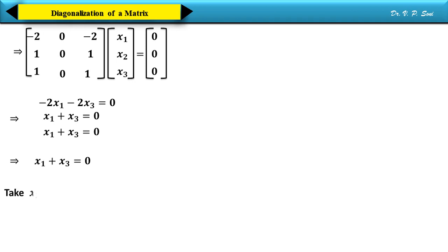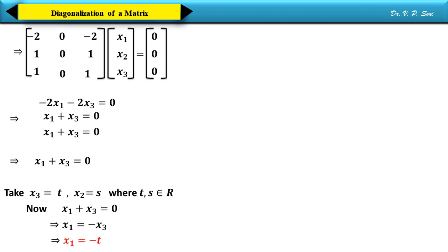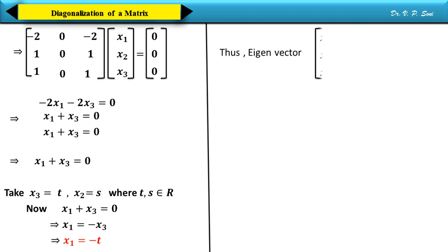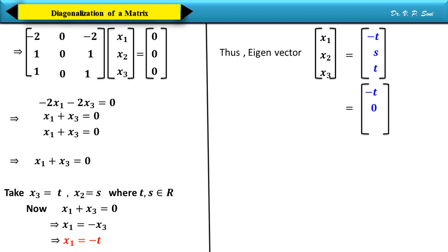Therefore take the last two variables x3 equal to t and x2 equal to s, where t and s belong to R. Now x1 plus x3 equal to 0, put value of x3 equal to t. This implies x1 equal to minus t. Thus eigenvector x1, x2, x3 equal to vector minus t, s and t. It can be expressed as a sum of two vectors. First vector minus t, 0, t plus second vector 0, s, 0.